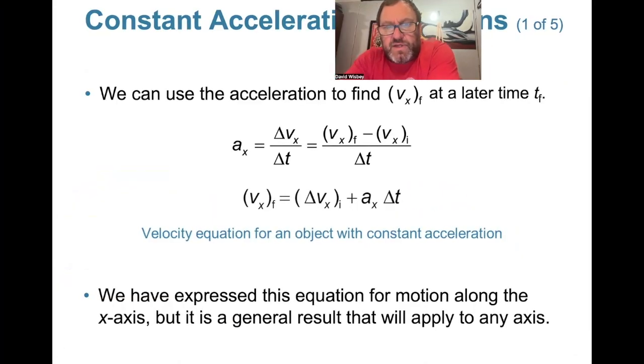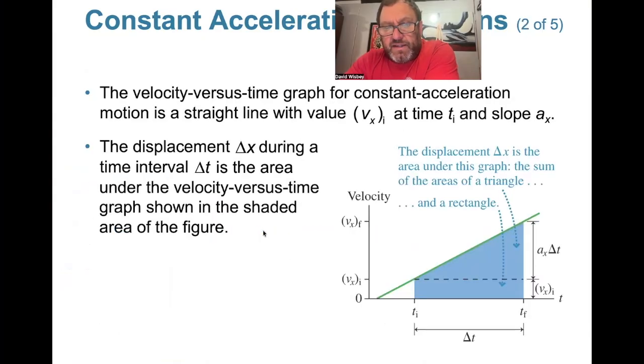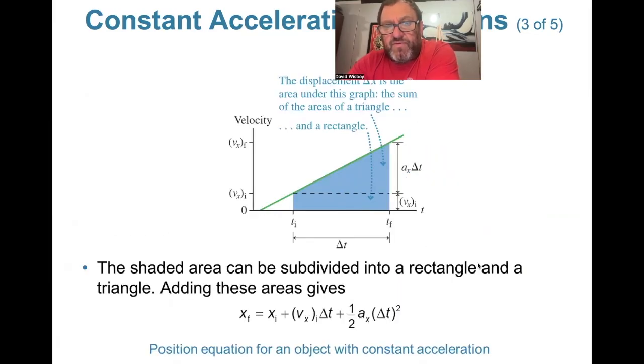Okay, so we can use the acceleration to find Vx of f at some later time. So let's say maybe we know what the initial velocity was, and we know its acceleration, then we can find the velocity later. And we've got our velocity versus time graph, and the area of this is the displacement. Okay, we saw that before.